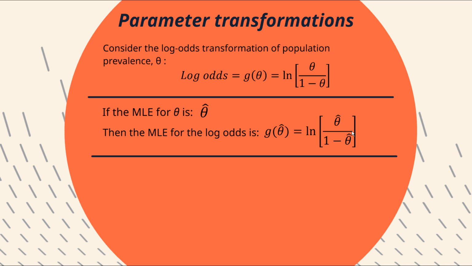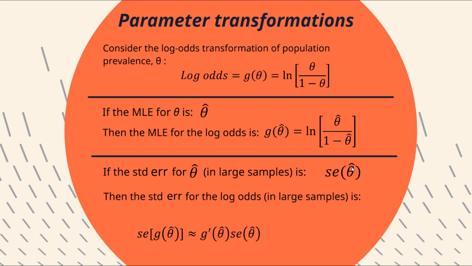You just plug in the values into this function, which is quite helpful. The next question then becomes, well, can we go from the standard error of the original MLE to the standard error of this new transformed parameter? And indeed, we can. So if you've got the standard error of theta hat, and this applies in large samples only, but that's okay because we tend to have large samples, then the standard error for the log odds is given by this. And this is a general equation that you can always apply. The standard error of a transformed parameter is equal to the first differential of that transformation function times the original standard error.